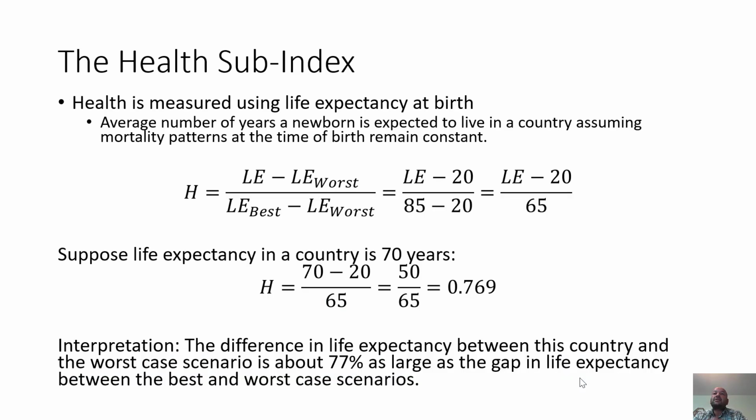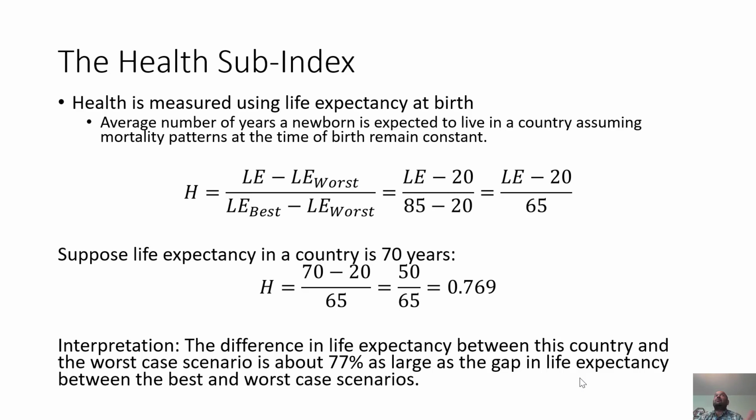Okay, so let's take a look at the health subindex first. So this is measured using life expectancy at birth. So life expectancy at birth basically is if somebody was born today, how many years would we expect them to live on average, assuming that mortality patterns at the time of birth are going to remain constant throughout the course of their life. And so it's an average. So a lot of the people that are born today, some of them are going to die young, some of them are going to die old, and we basically just average that out.